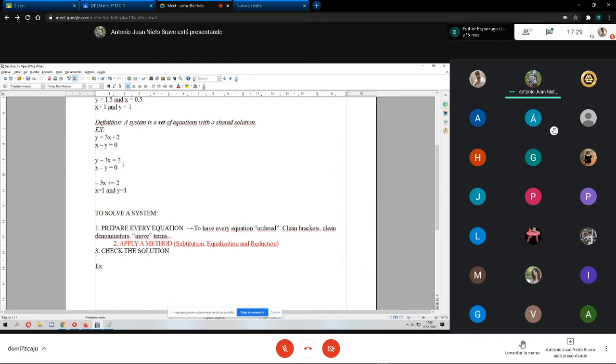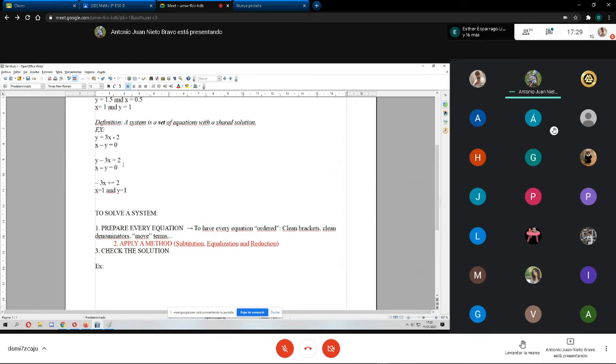First step, select the unknown to isolate. Second step, substitute the unknown. Third step, solve the equation. And fourth step, find the other unknown. This is what you have to have in theory. Okay.